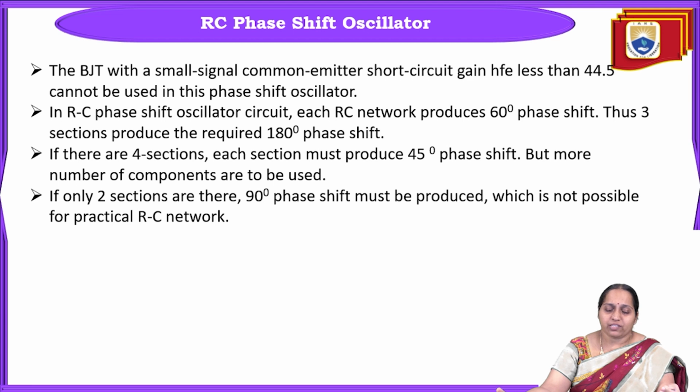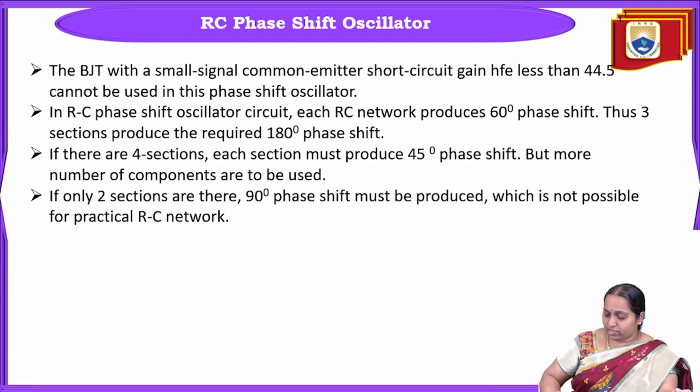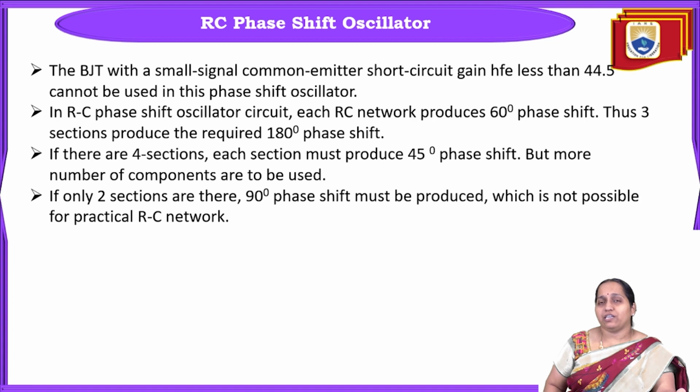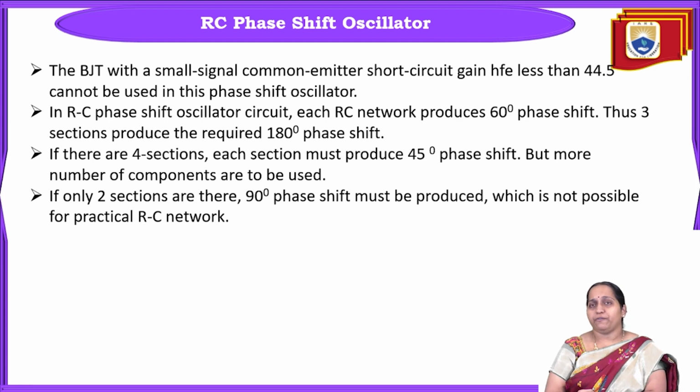If you are using 4 sections instead of 3, then each section should provide 45 degree phase shift. But as a result, we are requiring more number of components. On the other hand, if we use only 2 sections, then each RC network should produce 90 degree phase shift, but practically it is not possible. So it is always preferred to use 3 RC sections, where each RC section will be providing 60 degree phase shift.